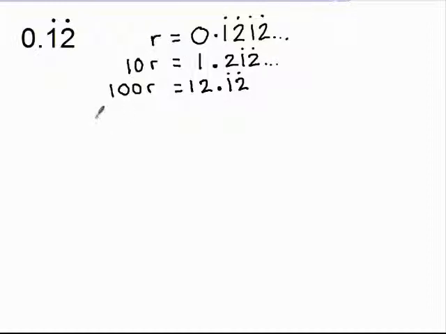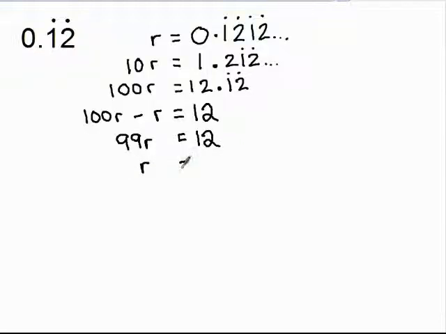So this time we can find the difference between 100r and r. The recurring decimals cancel each other out, so 12 take away 0 is 12. So what we have here is 99r is equal to 12, so our recurring decimal can be written as 12 over 99. Here is proof that it can be written as a fraction. We can also simplify our answer by dividing by 3, which will give us 4 over 33.